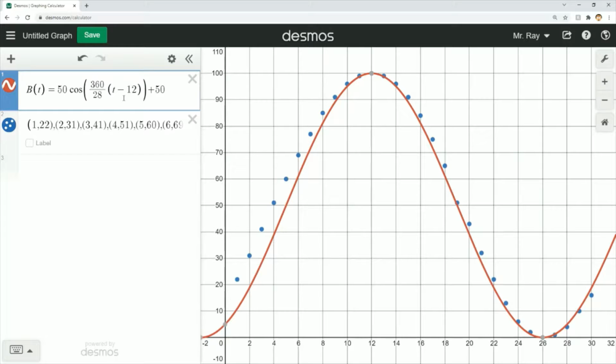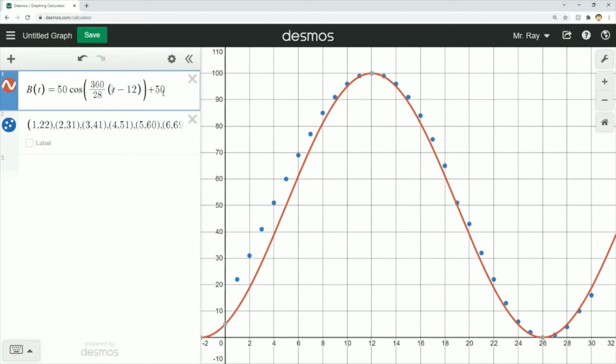A couple things that I do want to point out. First of all, I could put this fraction through as terms, but this is the one time I like to leave fractions as they are, because 360 over 28 tells me that the period of the graph is 28. It's easy to read off that value as opposed to trying to figure it out.